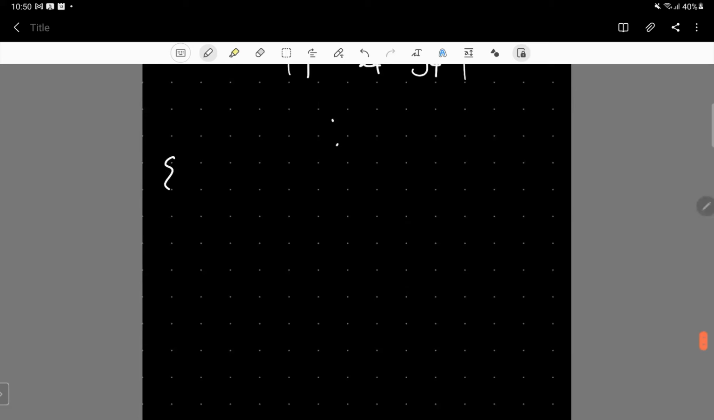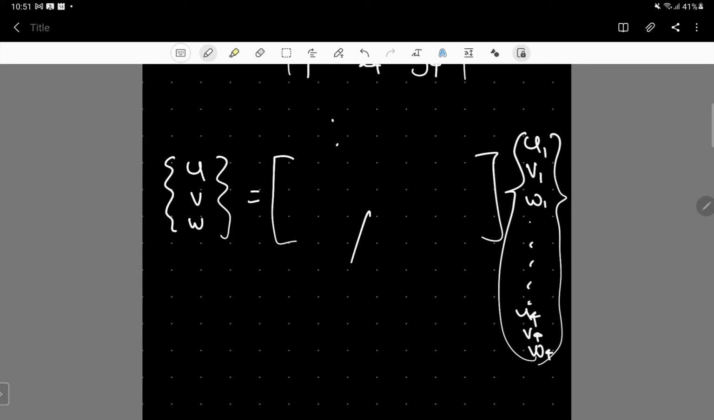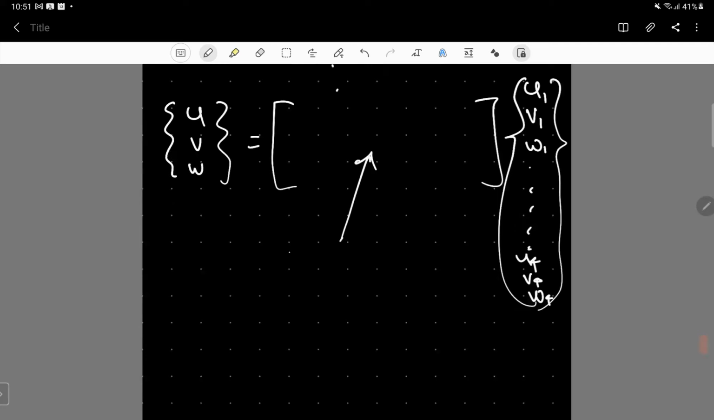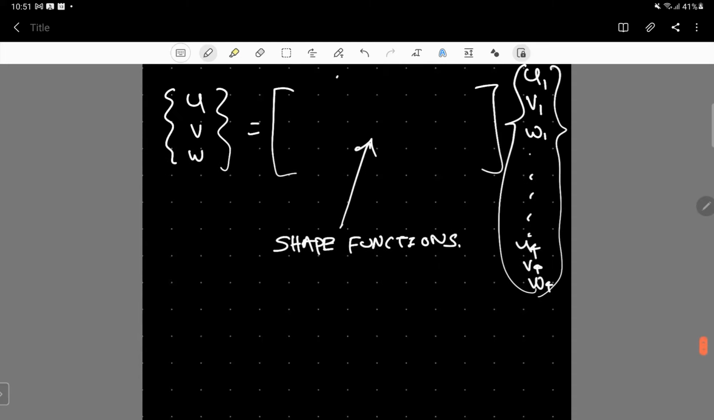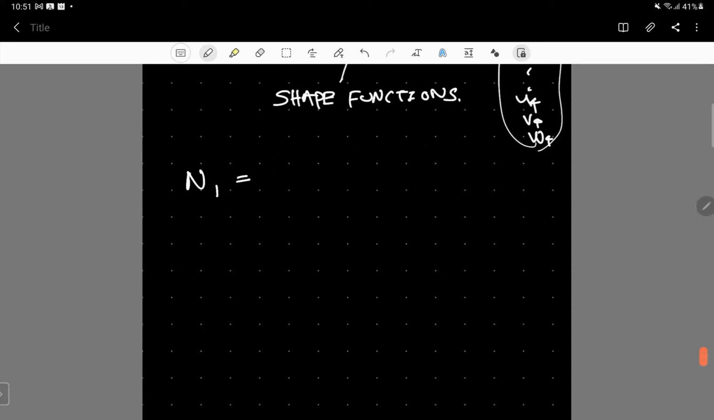So let's say the displacements u, v, and w can now be expressed as a function of the nodal variables, the displacements at node 1 up to node 4, and this is a matrix which includes the shape functions, which we use to describe the relations, where the shape functions are given by this set of equations. So I will simply write only the shape function for N1.